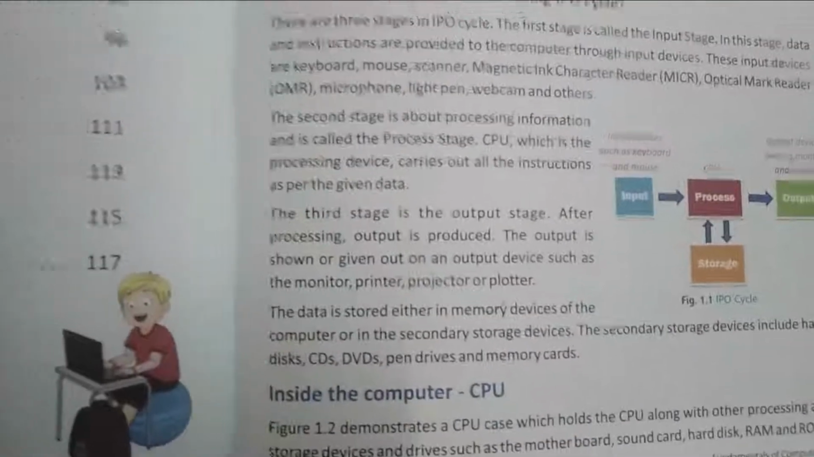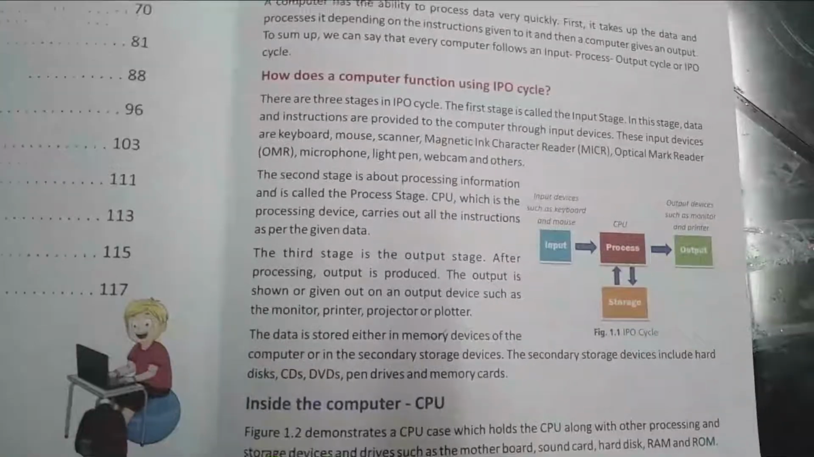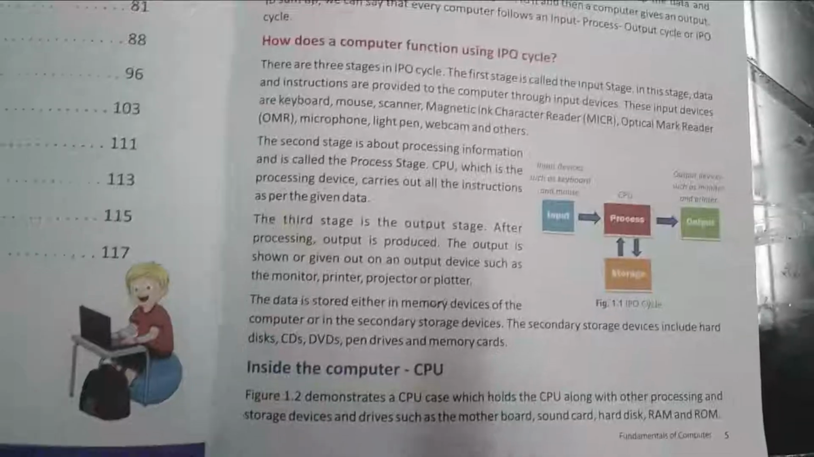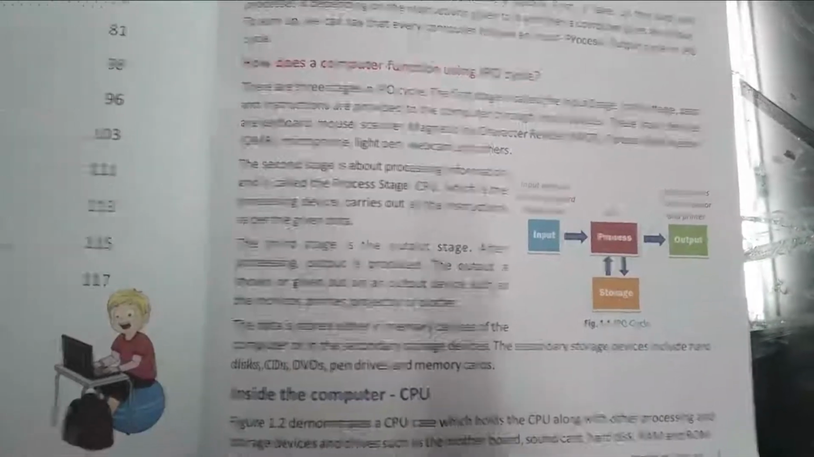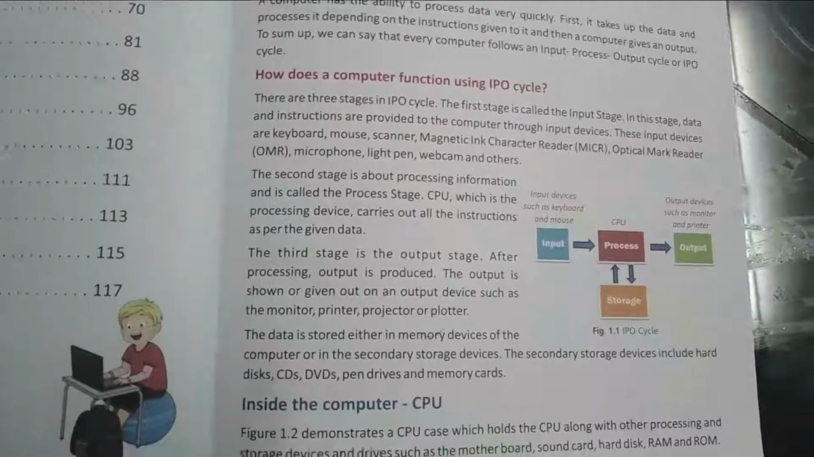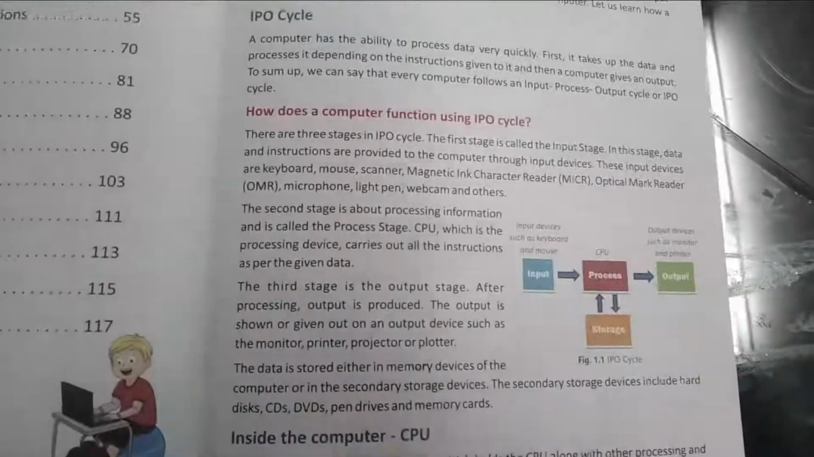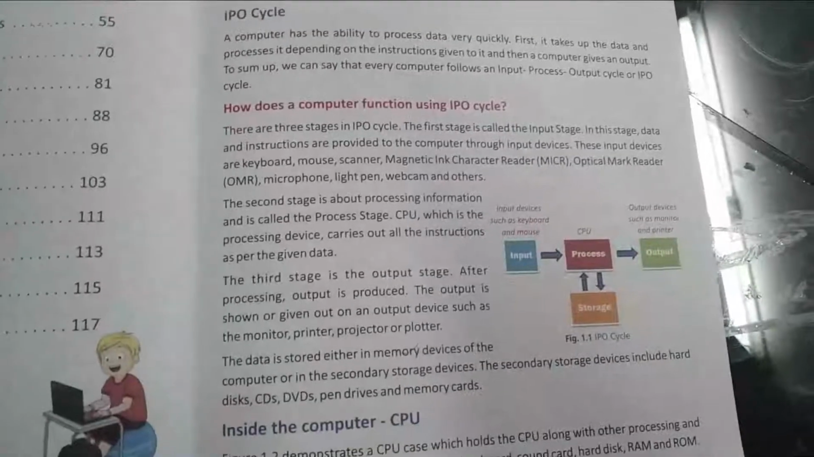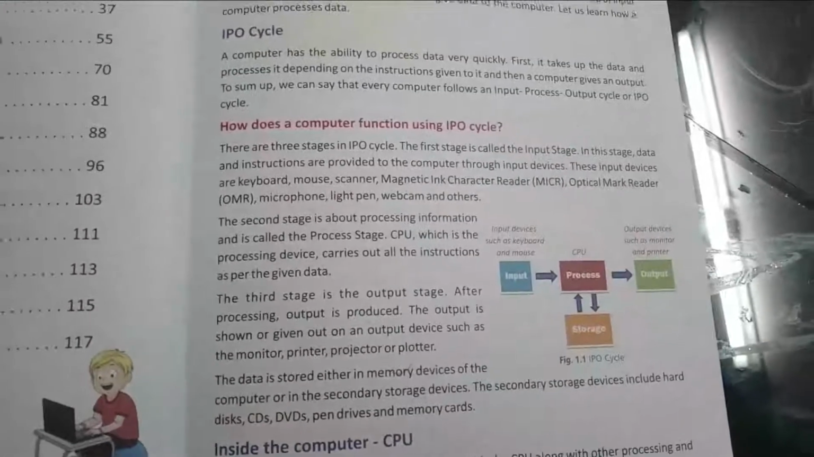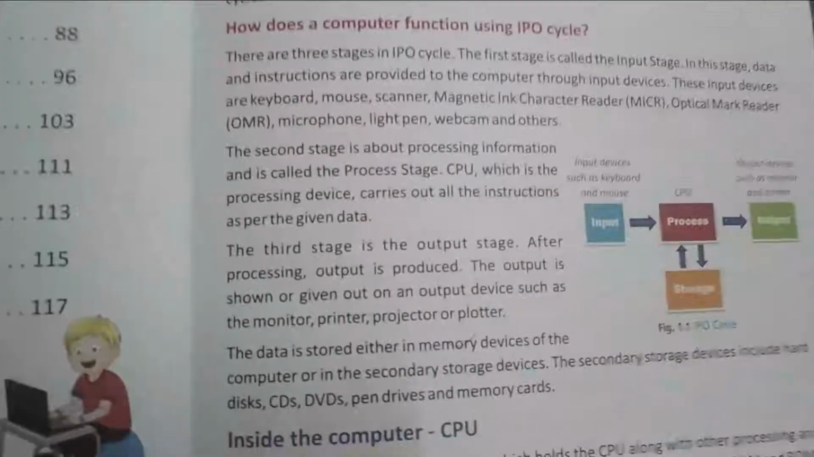Okay, the third stage is like after processing, it gives the result. So it comes up with the result. It can be shown on a computer monitor or through a printer or projector. Okay, so these are the mediums of showing things outside. Through these mediums the computer shows the result.